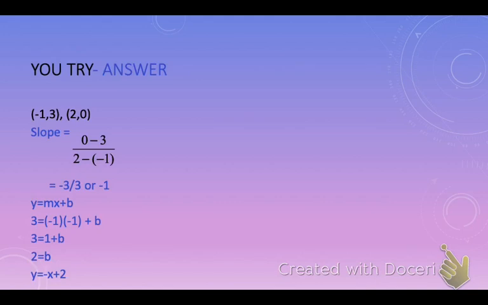Okay, here's my answer. Check your answer with mine. Make sure we're both correct, and I should see you tomorrow in class. If you have questions, you're going to write those down in your notebook, and you're going to ask those questions tomorrow during class.